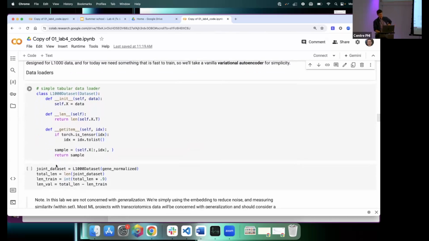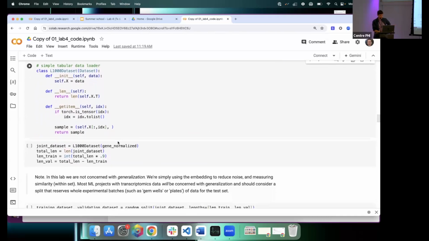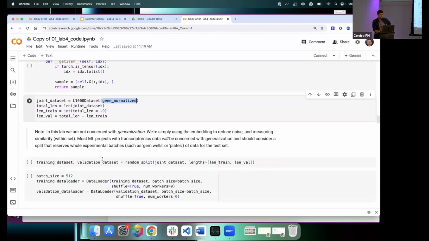Okay, first we need to set up our data loader. This is just reading lines out of a table, nothing special there. We take and assign our whole gene normalized table to this data set. And then we randomly split it into test or validation and train data. Does anyone see a problem with randomly splitting it into train and validation data?